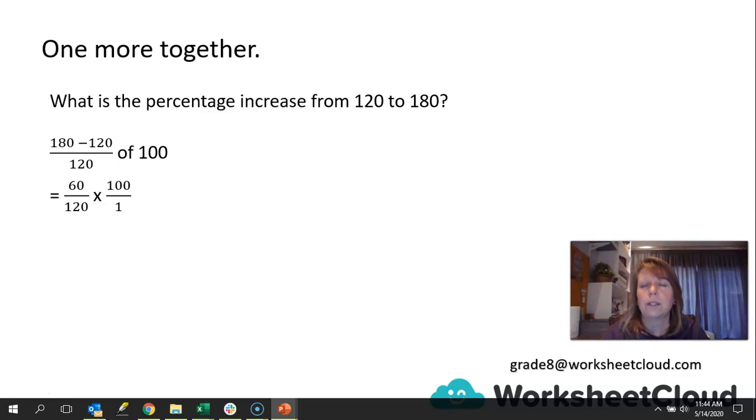I'm sure some of you can see that 6 over 12, which is a half, times 100. We can use 6 over 12. You can even use 60 times 100 all over 120 and use your calculator to work that out. Okay, so 6 times 100 is 600 all over 12. We divide that out and we get 50%. So 12 goes into 600 50 times. No matter which way you have worked it out, if you simplified it right down to a half, half of 100 we know is 50, so it is 50%. So from 120 to 180 would be a 50% increase.